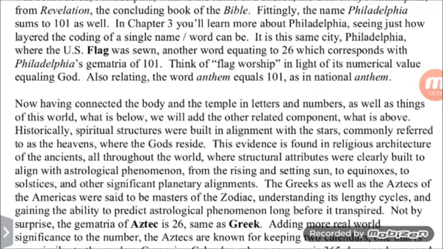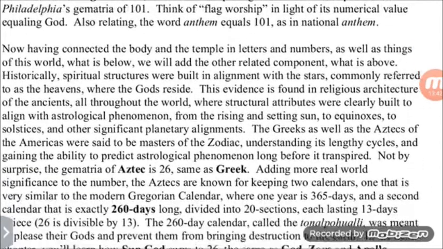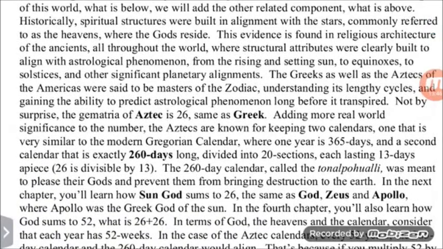Now having connected the body and the temple in letters and numbers, as well as things of this world, what is below, we will add the other related component, what is above. Historically, spiritual structures were built in alignment with the stars, commonly referred to as the heavens, where the gods reside. This evidence is found in religious architecture of the ancients all throughout the world, where structural attributes were clearly built to align with astrological phenomena, from the rising and setting sun to equinoxes to solstices and other significant planetary alignments.